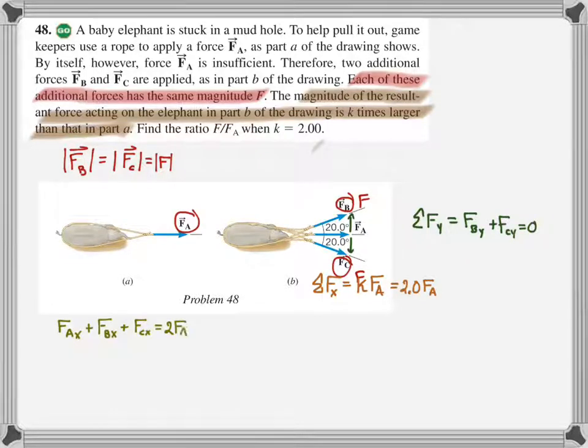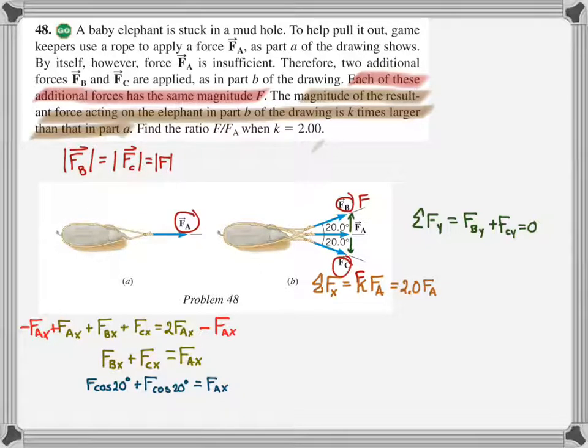So if we try to write it in an equation, we have this. The x component of A plus the x component of B plus the x component of C is equal to twice that of the original force A. And we don't really need to say the x component of A because A is acting in the x direction, so we can just call it Fa plus the x component of B plus the x component of C. And then if we subtract Fa from both sides, we get this equation here. So the x component of B plus the x component of C is equal to the force A.